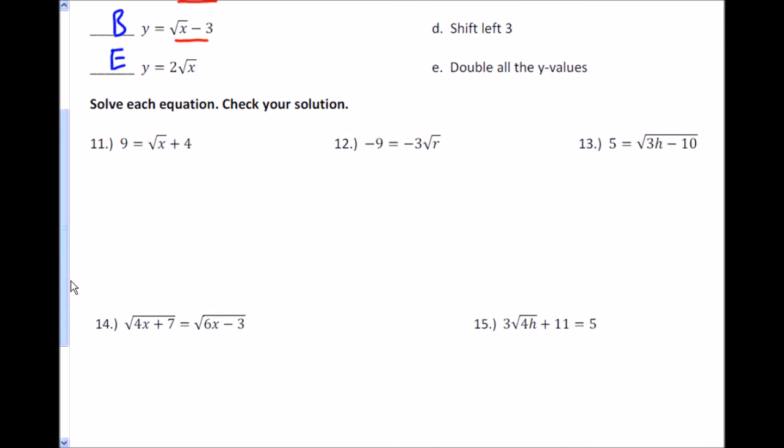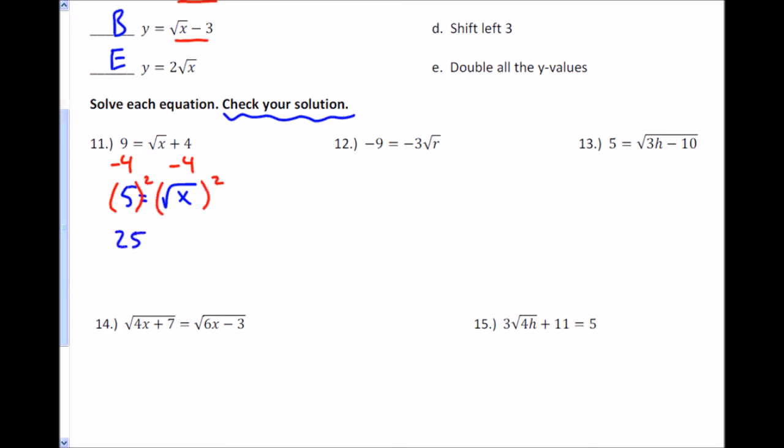For these next couple, we just want to solve each, and we've got to check our solutions. It's always important to check your solution to make sure we don't have any extraneous solutions. So for this one, we have to isolate the radical. So I'm going to subtract the 4 from each side. I have to get the radical by itself. That's going to give me 5 equals the square root of x. And now to undo the square root, I have to square each side of the equation. So I raise each side to the second power.